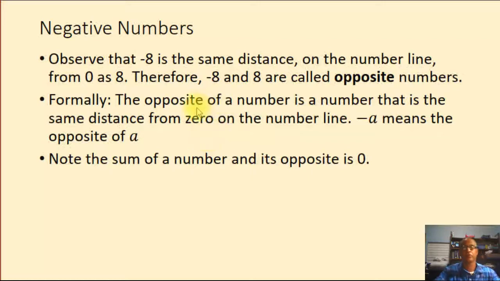Sometimes a number and the negative of that number are called opposite numbers. So minus 8 and 8 are sometimes called opposite numbers. Just be aware that the sum of a number and its opposite will always give you 0.